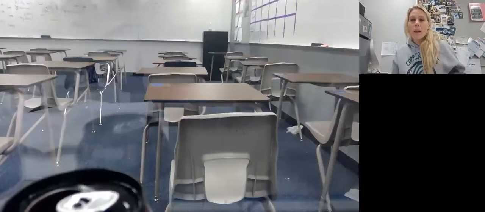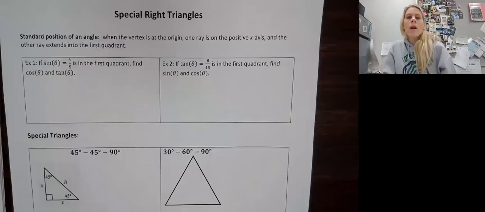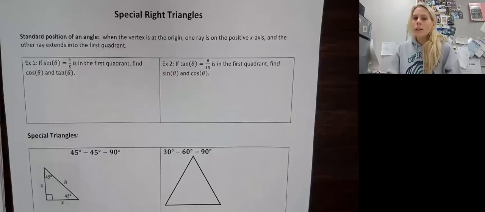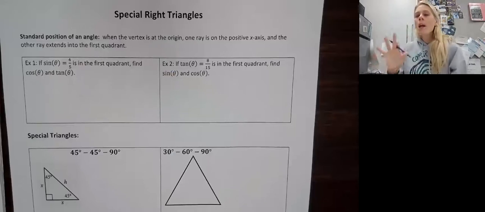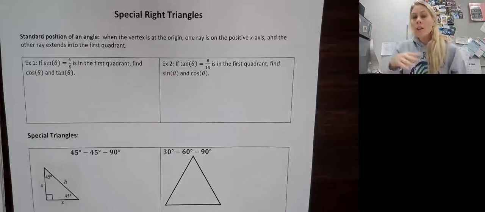Good morning, everyone. Today we're going to focus on special right triangles, the 45, 45, 90, or the 60, 30, 90 in the long run. There's one thing I do want to go over first, which is the standard position of an angle.